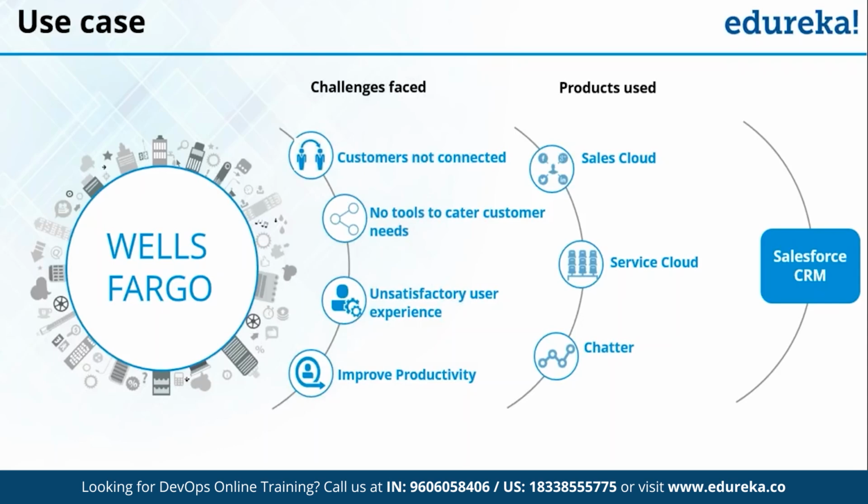Now what they did is they included Sales Cloud, Service Cloud, and Chatter. With the help of Chatter, all are connected to each other. With the help of Sales Cloud, I know that my customer's requirement is to go for a fixed deposit. Maybe I want to provide them a service. Maybe there's an insurance policy which they have to renew. I have to send some automatic emails.